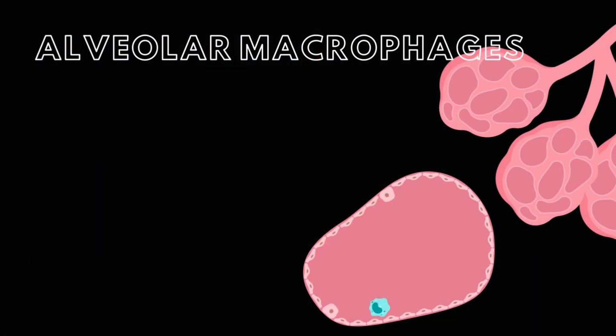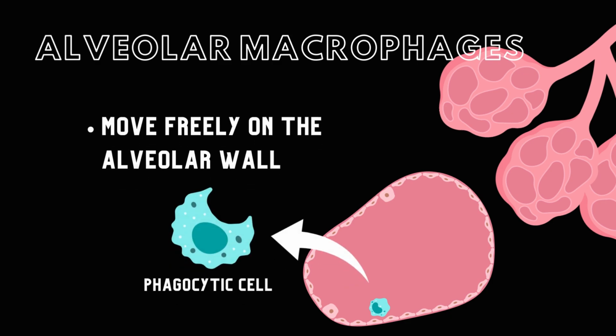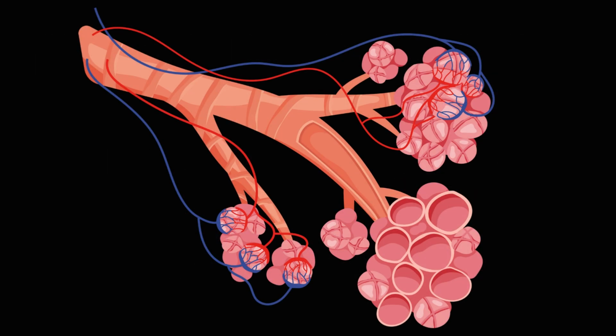The third type of alveolar cells are alveolar macrophages, or dust cells. These macrophages are freely wandering phagocytic cells that are not anatomically part of the alveolar wall, but are found moving on the surface of the alveolar wall. Alveoli are surrounded by a rich capillary network that is fed by the pulmonary arteries.